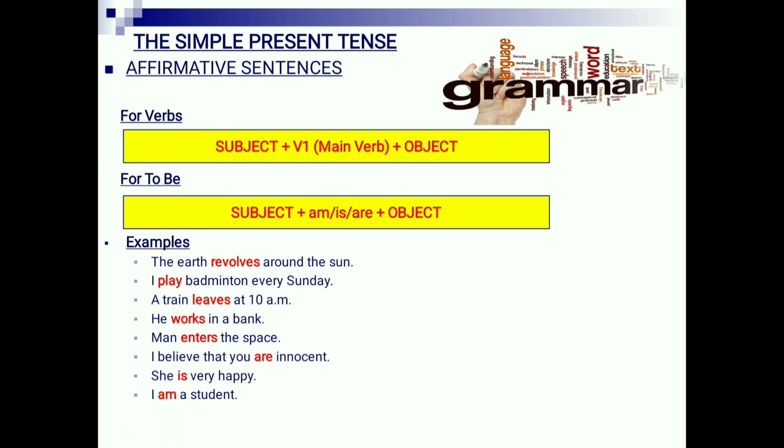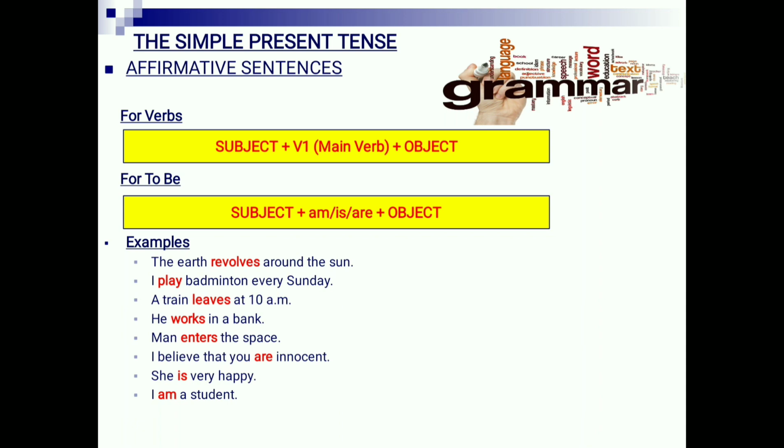Is this clear, students? See, I play. Play comes in the main verb's actual form. Getting? Third one is, a train leaves at 10 a.m. A train is third person singular. That's why I'm adding s to the verb. He works in a bank. He is third person singular, that's why I am writing works here. He work in a bank won't come. When a third person singular subject is there, you have to add s or es in simple present tense.